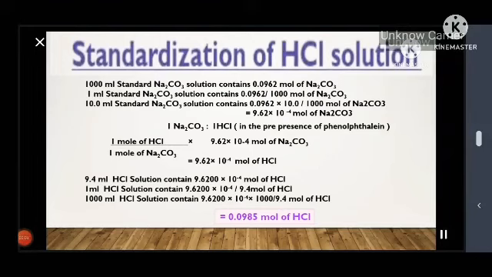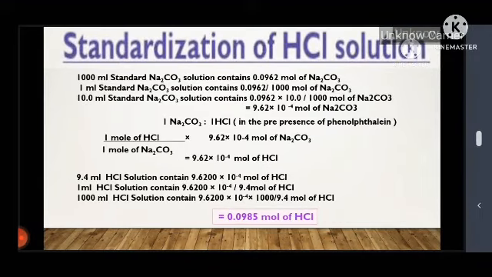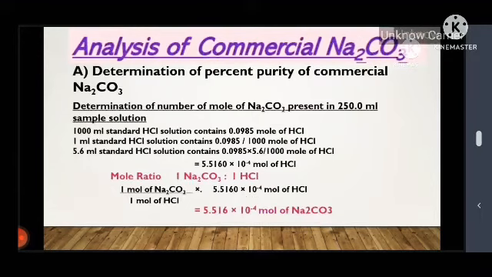For the standardization of HCl solution, we use the unitary method and mole ratio method to calculate the number of moles of HCl. Here we use the mole ratio in the presence of phenolphthalein, that is 1 sodium carbonate equals 1 HCl. For 1 mole of HCl, we obtain the moles of HCl, that is 0.0985 moles.